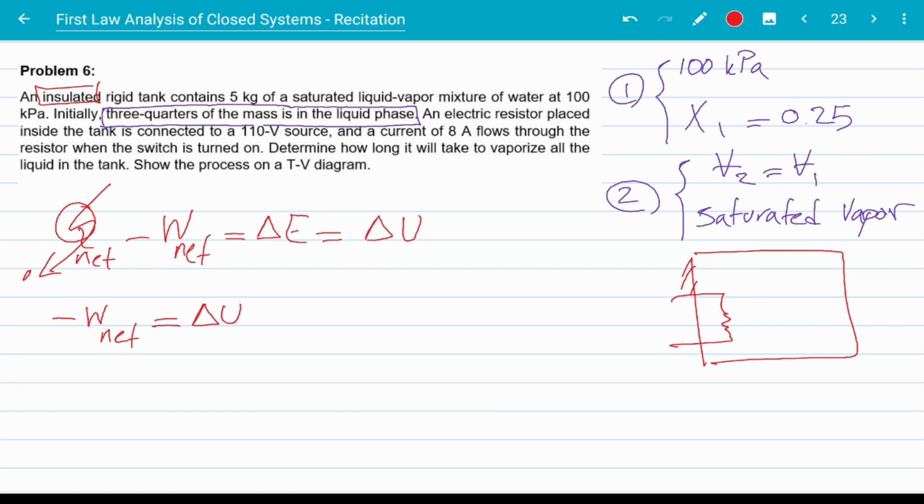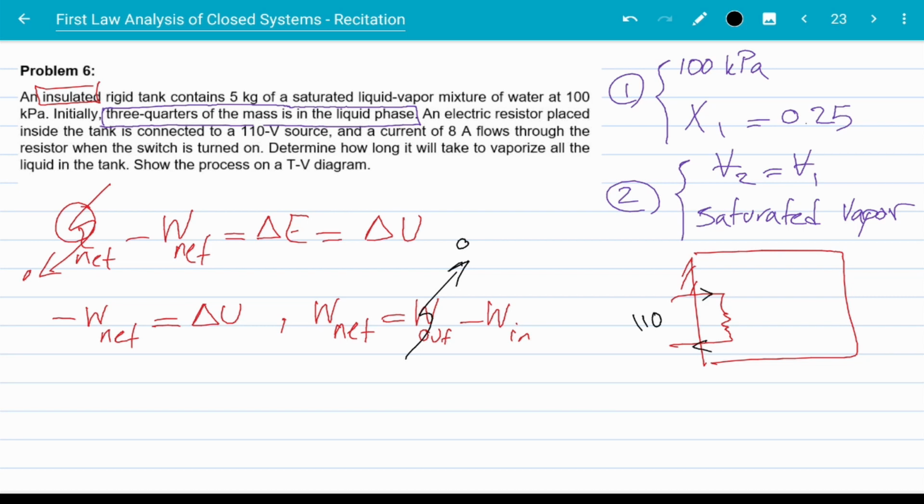Now, W net is defined as work going out of the system minus work coming into the system. Now here, the system is not doing work in any way, so work going out is 0. The work coming into the system is the 110 volt resistor.